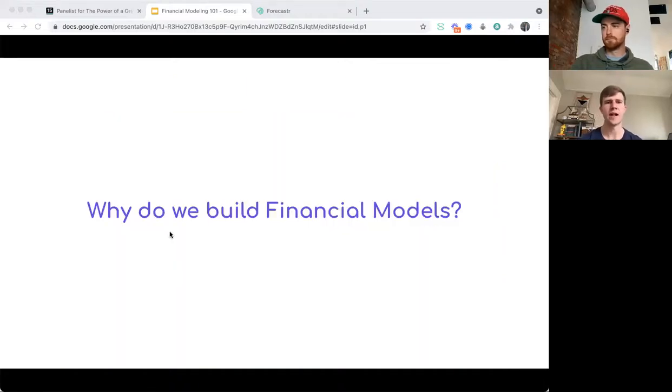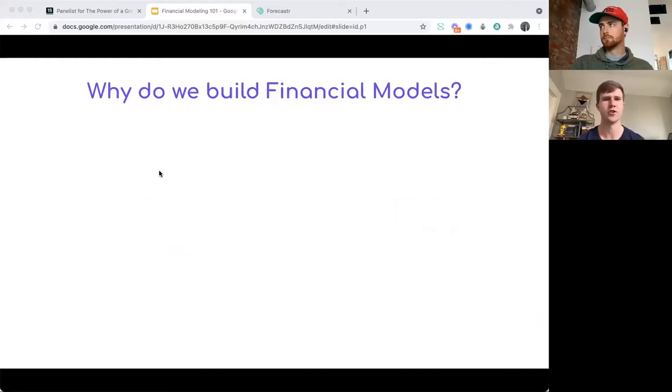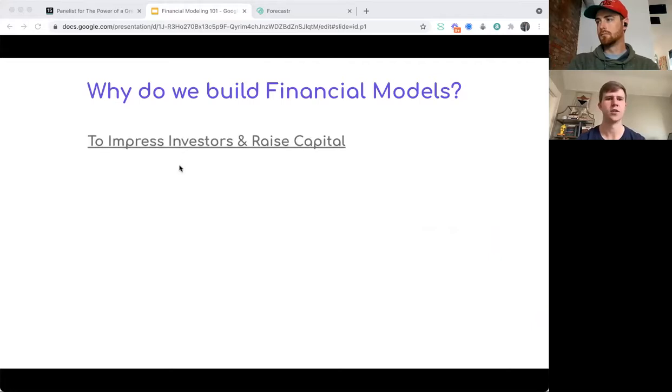Okay, so I've thrown a lot of analogies out at you, but I want to talk a little bit more practically about why we build a financial model. And whenever it comes down to it, there's really two value props of a great financial model, but they're super, super important value propositions.